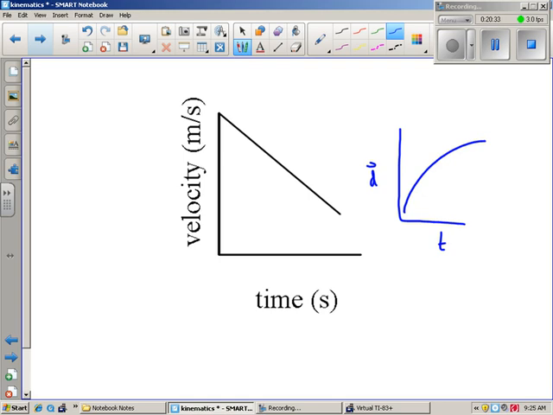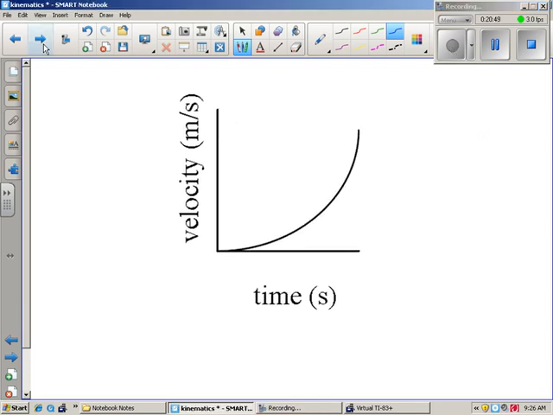Sometimes it's hard to see this, right? We're looking at two different graphs that mean exactly the same thing, but they look completely different. They mean the same thing, but they look entirely different. Next one, velocity time graph. What does this one mean?